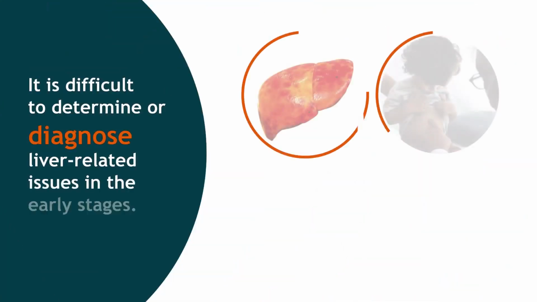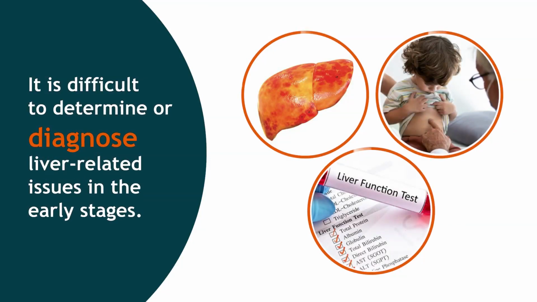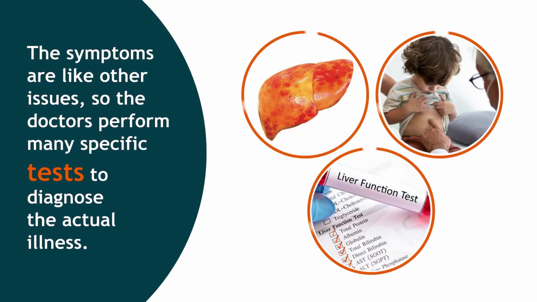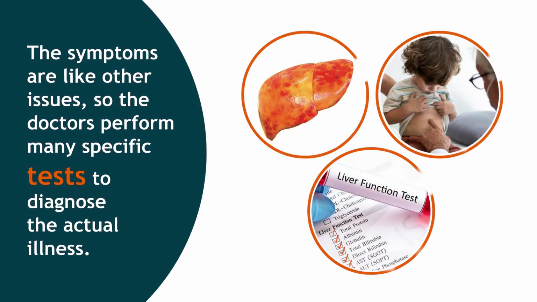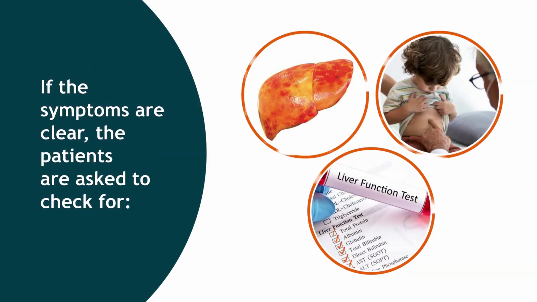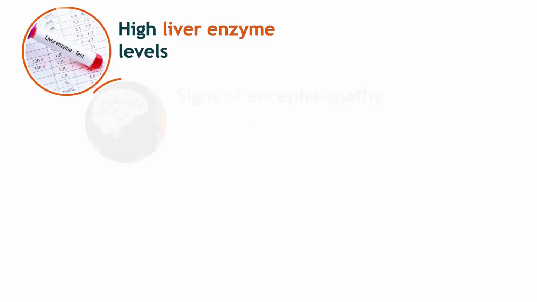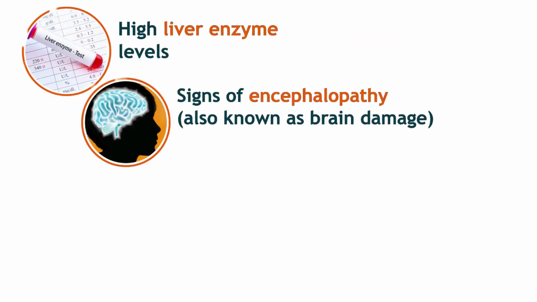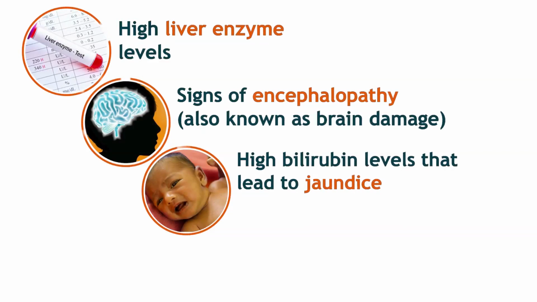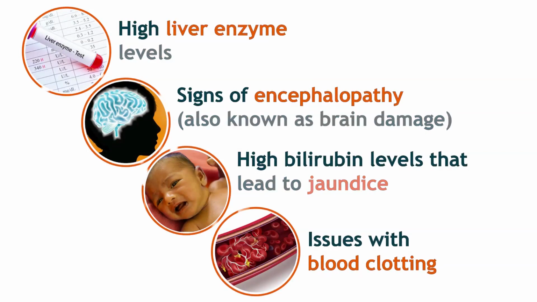Detection factors. It is difficult to determine or diagnose liver-related issues in the early stages. The symptoms are like other issues, so the doctors perform many specific tests to diagnose the actual illness. If the symptoms are clear, the patients are asked to check for high liver enzyme levels, signs of encephalopathy, also known as brain damage, high bilirubin levels that lead to jaundice, issues with blood clotting.